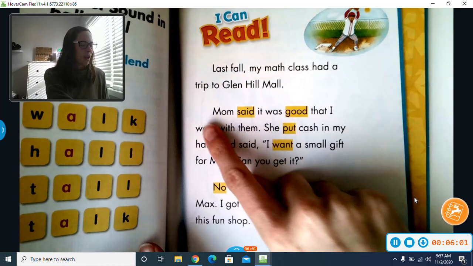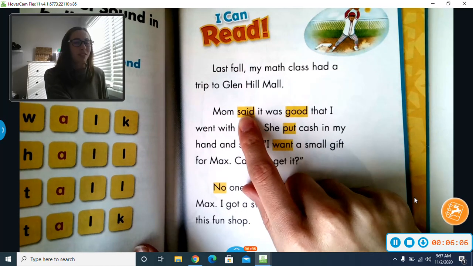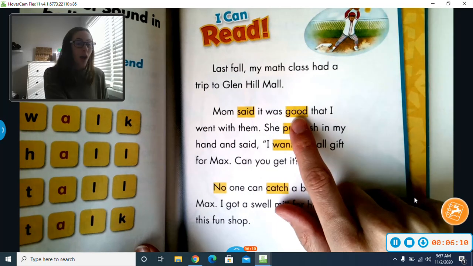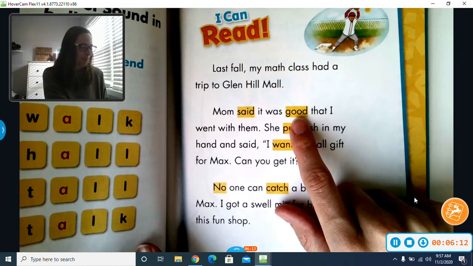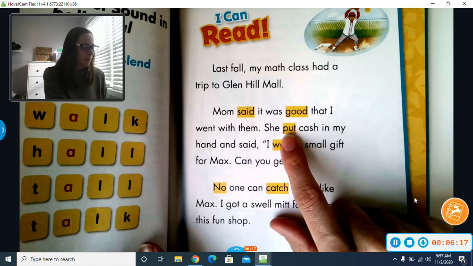Okay, first one I come to is this one. Do you remember this word? This word is said. Point to it and say it. Good. Next one is good. Point to it and say it. Good. Very nice. All right, the next one I come to is this one with a P.